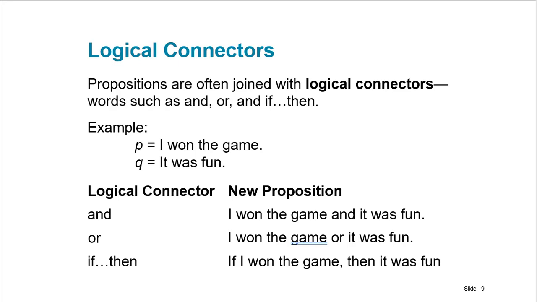Okay, so propositions are often joined with what are called logical connectors, things like and, or, and if then. So a simple example is P is going to be the proposition I won the game, and Q is going to be the proposition it was fun. So if we use the logical connector and, it would be I won the game and it was fun. That's a simple P and Q. We could say I won the game or it was fun, and that's a P or Q. And then we could say if I won the game, then it was fun, and that is if P, then Q.